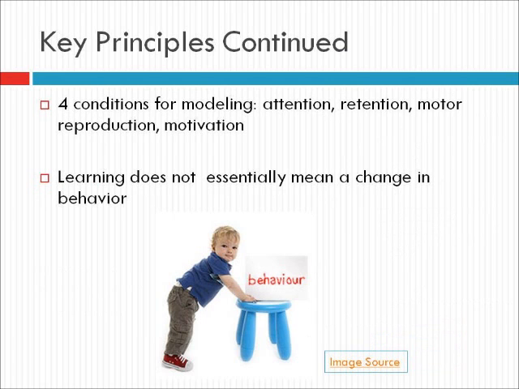There are four main factors that play a role in determining whether learning is successful. They are attention, retention, reproduction, and motivation. By paying attention, having the ability to store information, perform the behavior observed, and have motivation to act out this behavior through reinforcement and punishment, a person is most likely going to be successful. It is also important to note that learning can occur without a change in behavior.